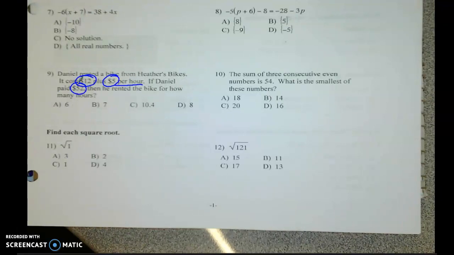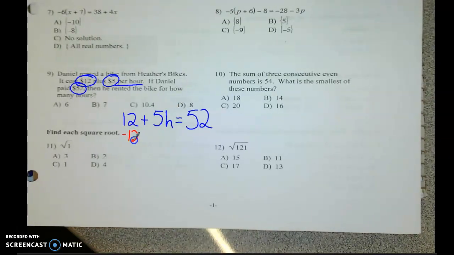Okay? So we know that he spent $12, but that's not all that he spent. He had to spend the $12 one time, but then he had to spend $5 for every single hour. And when he combined all of that, he ended up spending $52. Now we have an equation to solve.